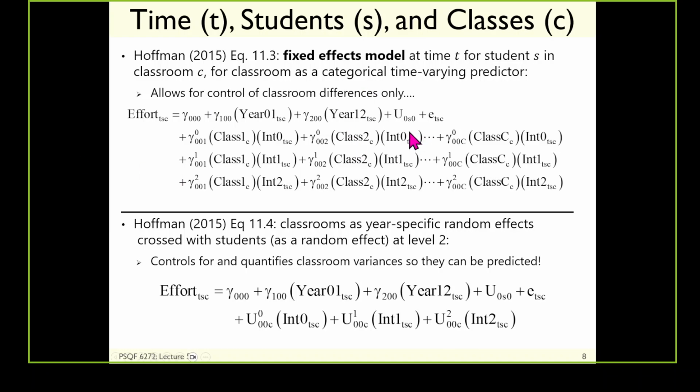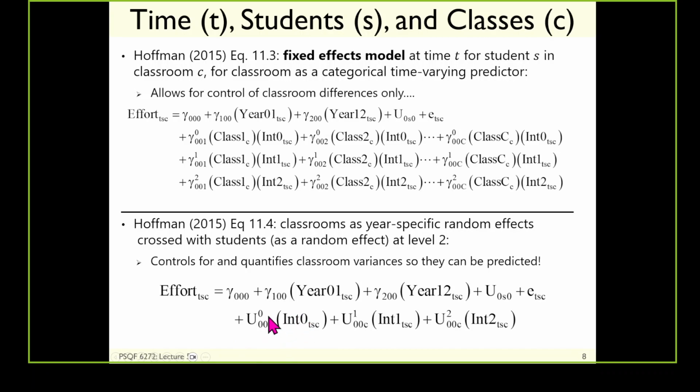This is what you can do instead. Put in classroom ID as a fixed effect, as a factor variable. Control for classroom mean differences by treating it as a categorical predictor in your model. That controls for intercept differences. If you wanted to control for slope differences, that would be an interaction of the categorical classroom predictor with that variable. So you don't have to always use random effects for clustering. You can use fixed effects if you really don't want to care about it or if there's not very many.